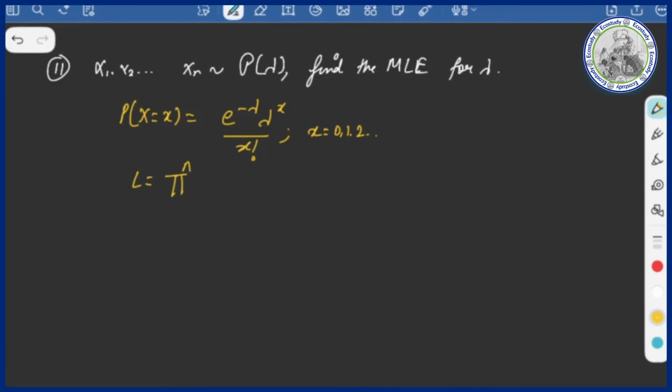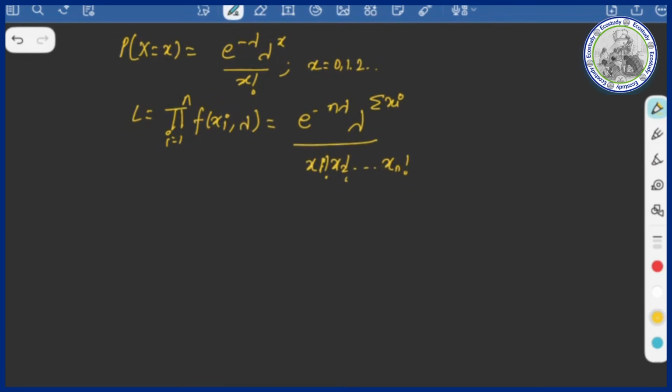Okay, so what is the likelihood function? Just use this. See, if you practice 2 or 3, 4 questions, then it becomes easy for you. The likelihood is e to the power minus n lambda into lambda to the power sigma xi upon x1 factorial x2 factorial ... xn factorial. Now take the log both sides: log L is equal to minus n lambda plus n x bar log lambda minus sigma log xi factorial.